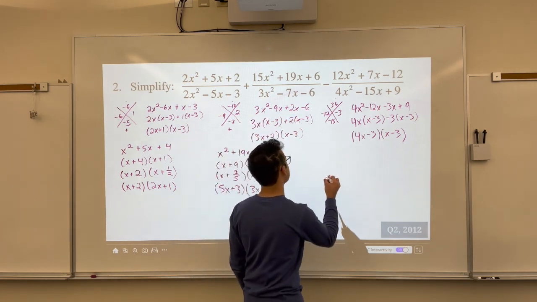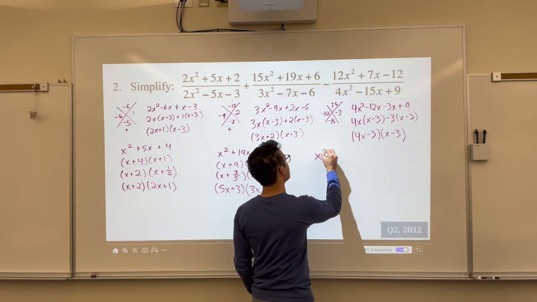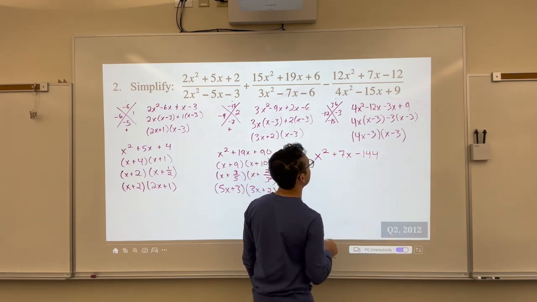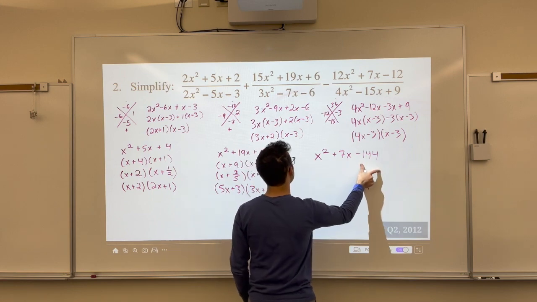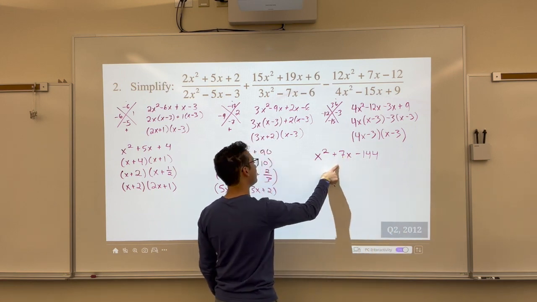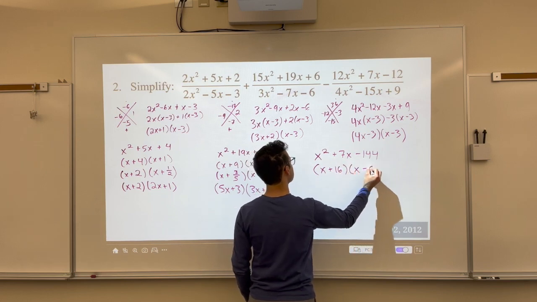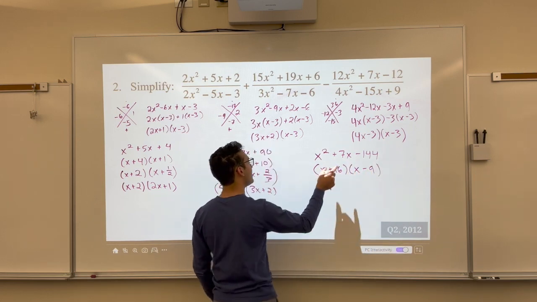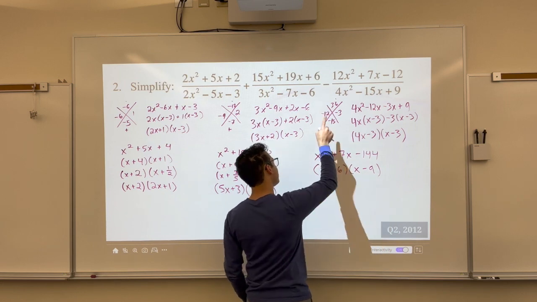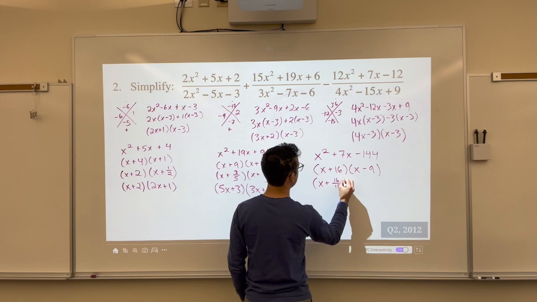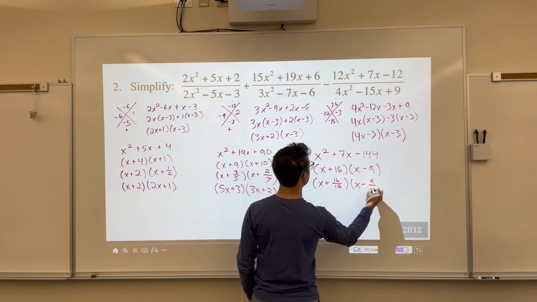So again, let's use our slide and divide method. So it's going to be x squared plus 7x minus 144. Now we need two numbers that multiply to negative 144 but add to 7. It ends up being x plus 16 times x minus 9. From that point, divide both of these constants by the leading coefficient of 12. So we get x plus 16 over 12 times x minus 9 over 12.